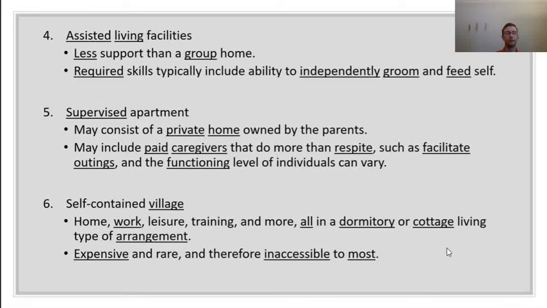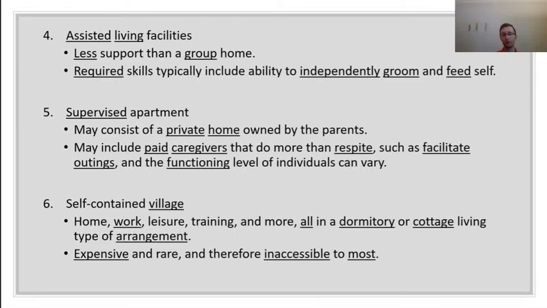And then the 6th living post-school option is a self-contained village. I don't have any experience with this one. Home, work, leisure, training, and more are all conducted in a dormitory or a cottage living type of arrangement. These are expensive and rare, and therefore, in most cases, inaccessible to most people.